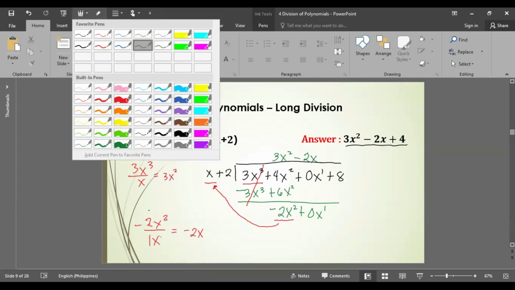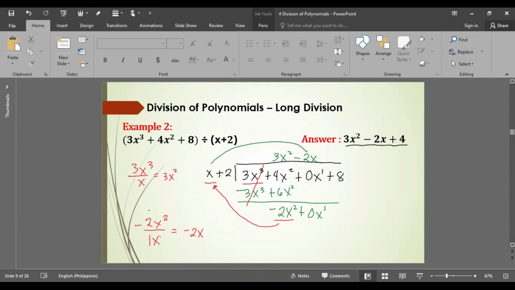Then, multiply this value by each of the terms of the divisor. Negative 2x times x is negative 2x squared. Next, negative 2x times 2 is negative 4x. Then, perform subtraction. Negative 2x squared minus negative 2x squared is equal to 0, so cancel this out. Next, 0x minus negative 4x. It's positive 4x. Then again, bring down the next term, plus 8.